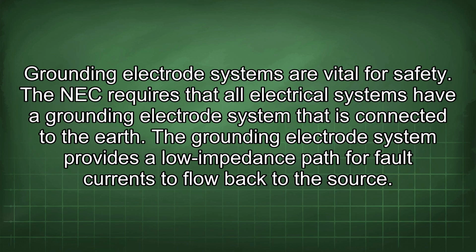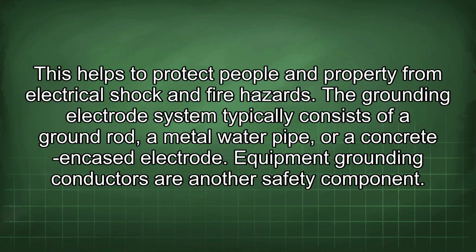Grounding electrode systems are vital for safety. The NEC requires that all electrical systems have a grounding electrode system that is connected to the earth. The grounding electrode system provides a low impedance path for fault currents to flow back to the source. This helps to protect people and property from electrical shock and fire hazards. The grounding electrode system typically consists of a ground rod, a metal water pipe, or a concrete encased electrode.